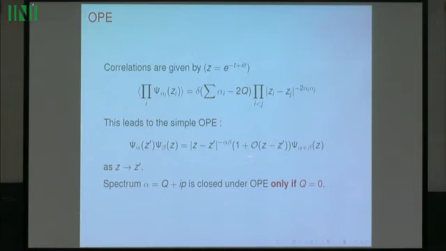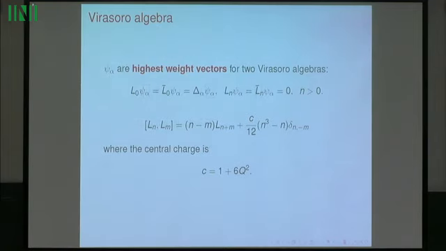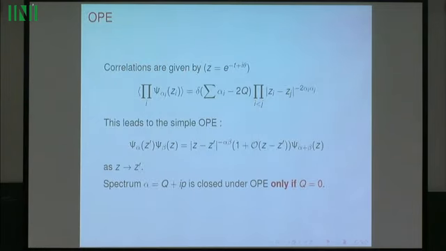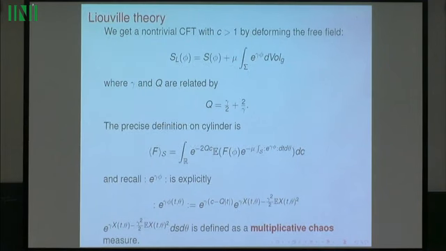Now the problem here is that the spectrum is not closed under the operator product expansion unless q equals 0. So actually, to get the non-trivial conformal field theory here, the only choice is to take q to 0, and you get the c equal 1 theory. Okay, that was the exercise of what is the connection between probabilistic free field and the picture of quantum conformal field theory. So let's make things less trivial and consider the Liouville theory.